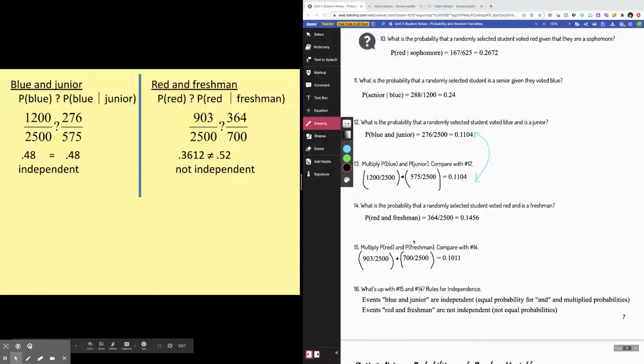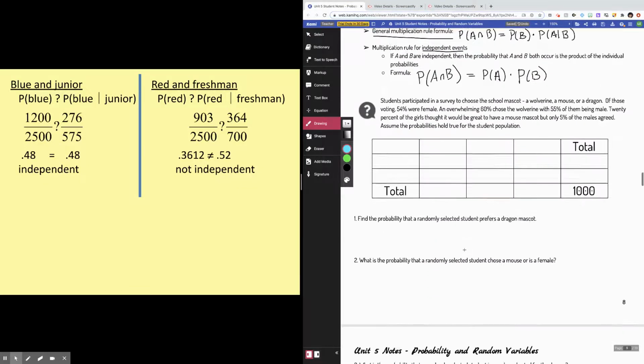So what you see on the left side of the screen is your definition method. What we did in questions 12, 13, 14, and 15 is the multiplication method, where you check the and probability and the product of the two individual probabilities and see if they are equal, right? For blue and junior, you ended up with equal probabilities. For red and freshman, we ended up with probabilities that were not equal, right?